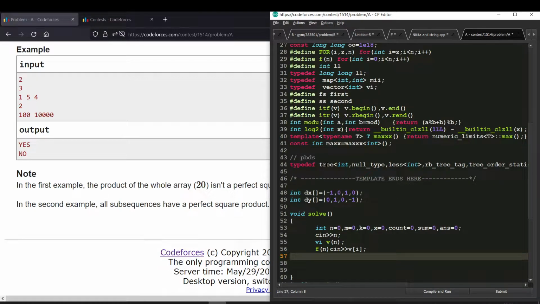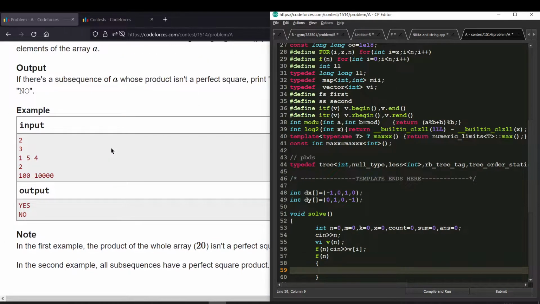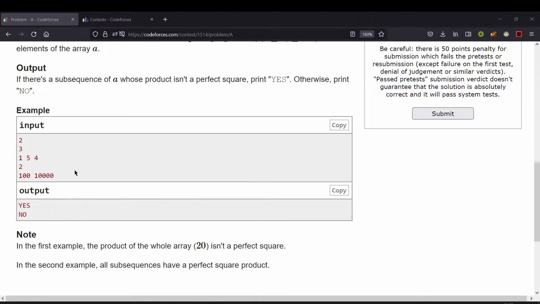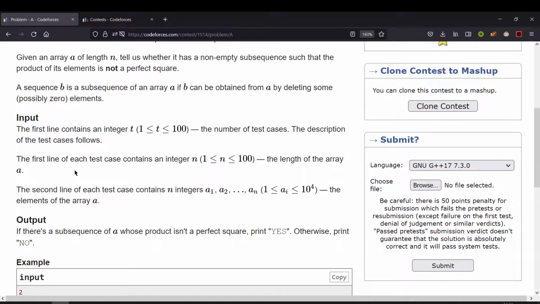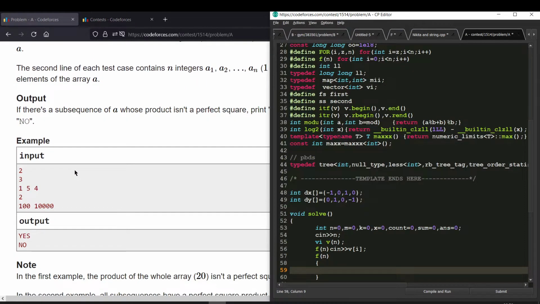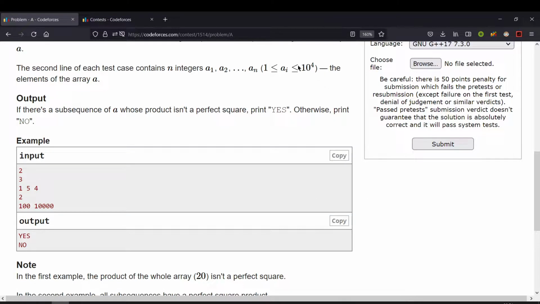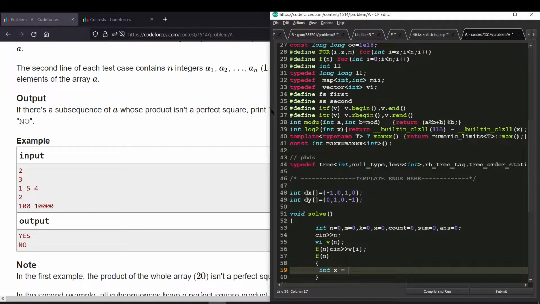So what do we need to do? We have to go through all the elements and we have to check whether every number is a perfect square. For this 36, we'll be getting 6 into 6. So let's try using the square root function, as the elements are not so big. I think this one will work.